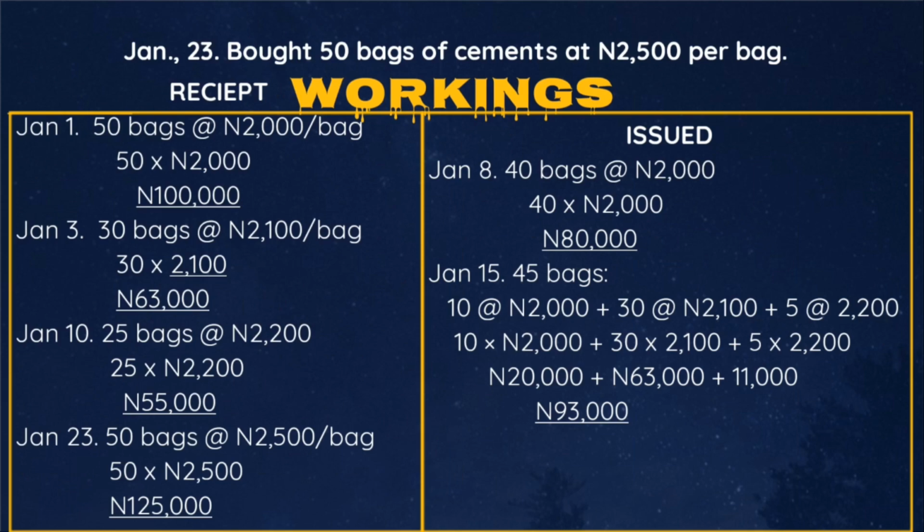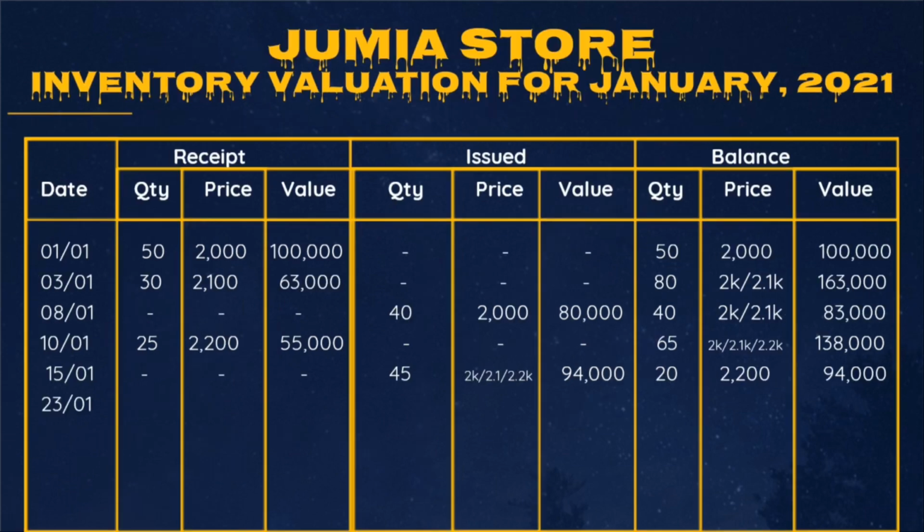Let's go back to our inventory account. So the date, January 23, that is 23/01. Quantity received, that's 50 bags at 2,500, which is 125,000. Under the issue, that is going to be dash, dash, dash. While under the balance, they have 20 bags of cement in the store before. They are receiving 50 bags of cement.